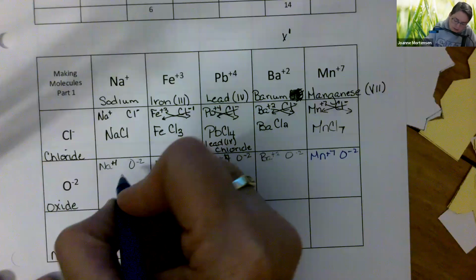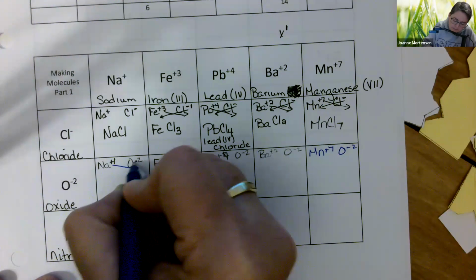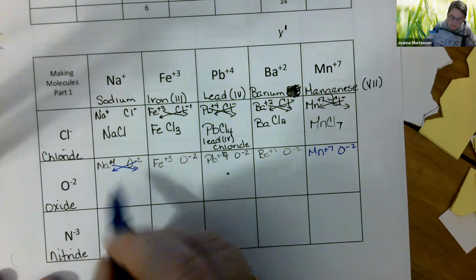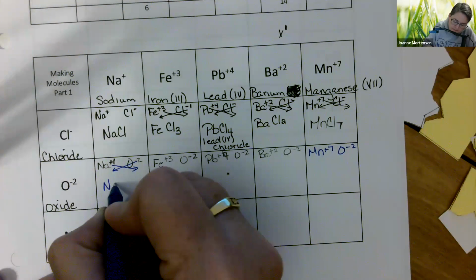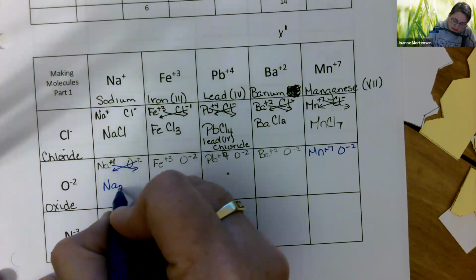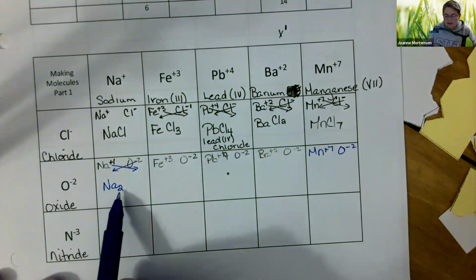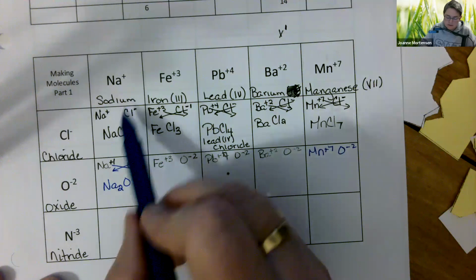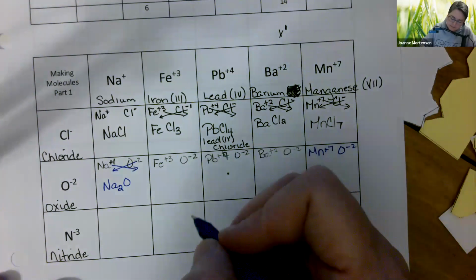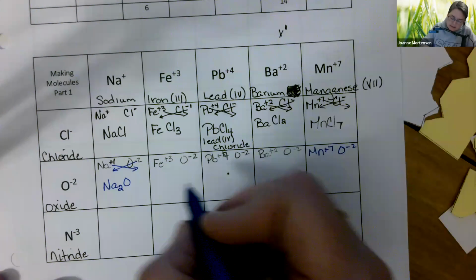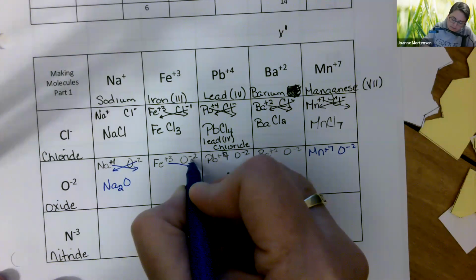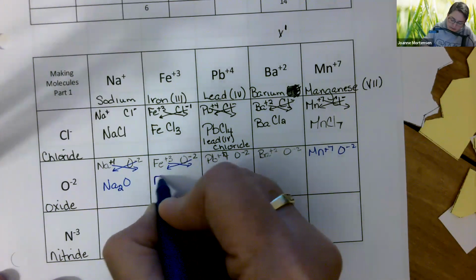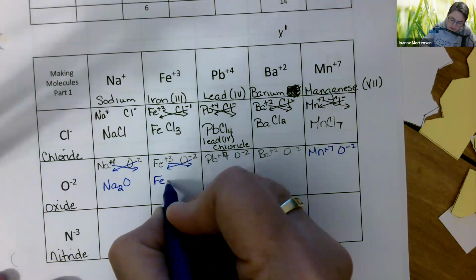All right, crossing our charges. So notice on this one, our sodium has something interesting happening. Na2O. So we would say that's sodium oxide. This one is way more fun. So we get to use 2 numbers. Fe2O3.